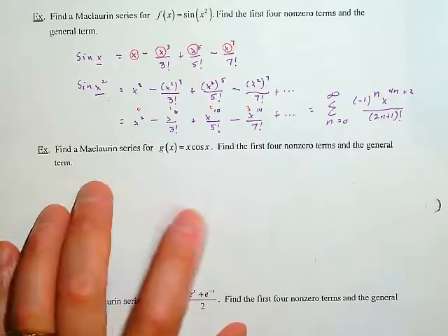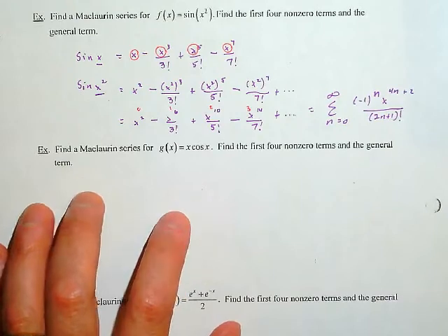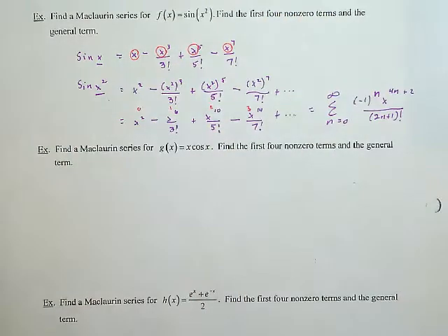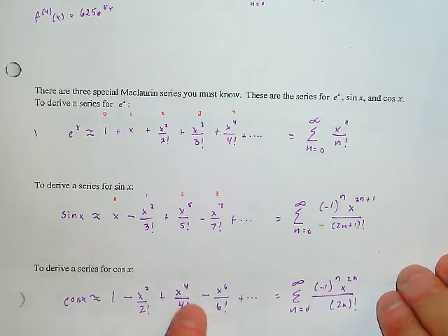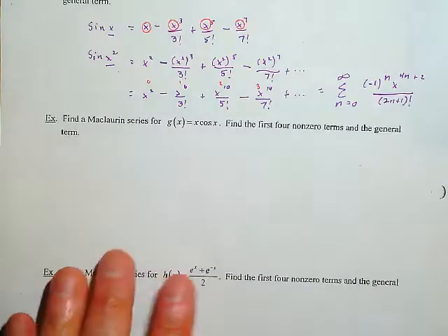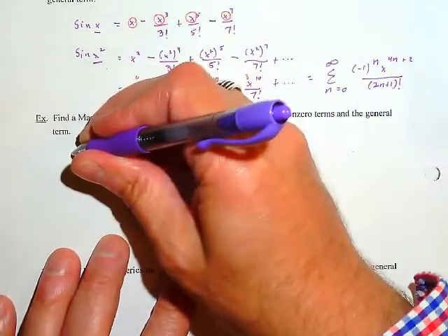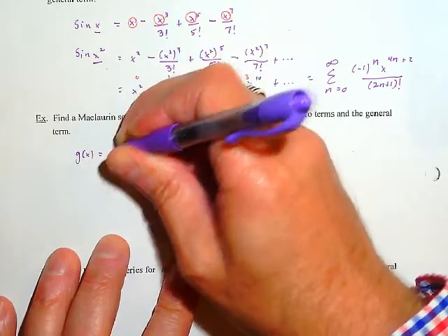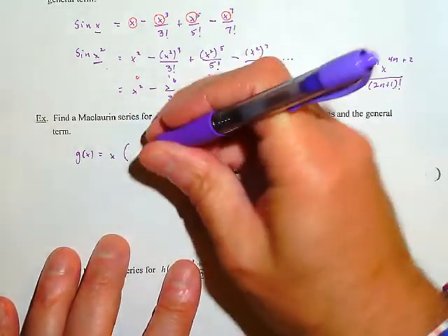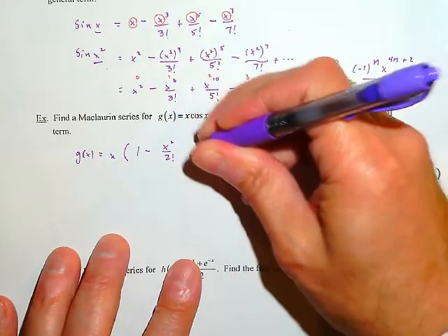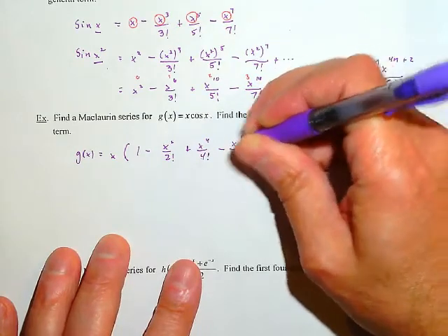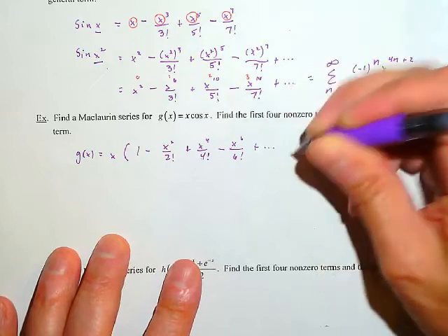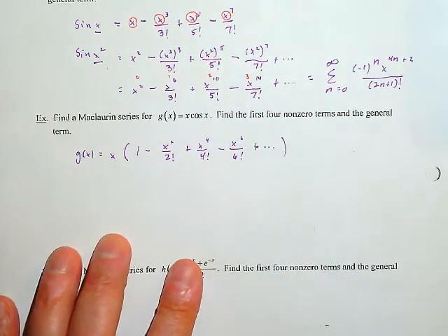Find the Maclaurin series for g of x equals x cosine of x. Well, we saw yesterday, just on the previous page, that cosine is 1 minus x squared over 2 factorial, so I'm going to build it up from that. But I don't want that. I want x cosine x. So g of x equals x, and then I'm just going to fill in the cosine function. 1 minus x squared over 2 factorial plus x to the 4th over 4 factorial minus x to the 6th over 6 factorial plus dot dot dot. And I'm going to leave it like that because I'll get my general term in a bit.